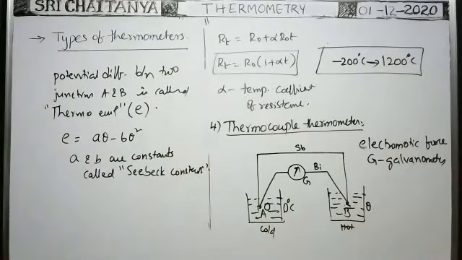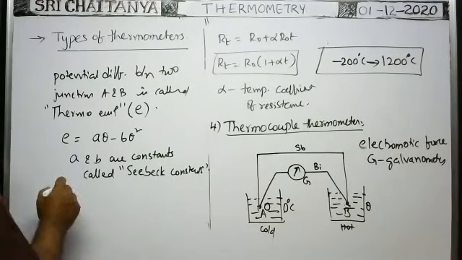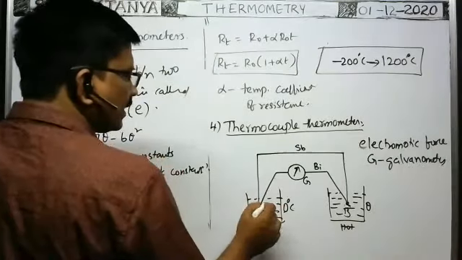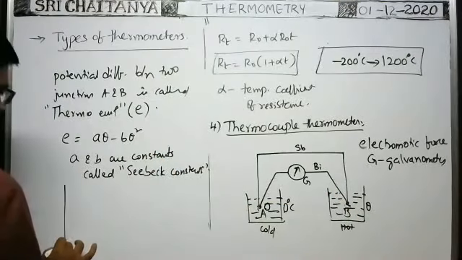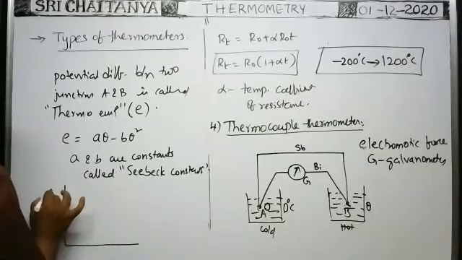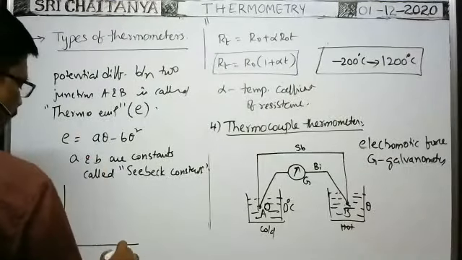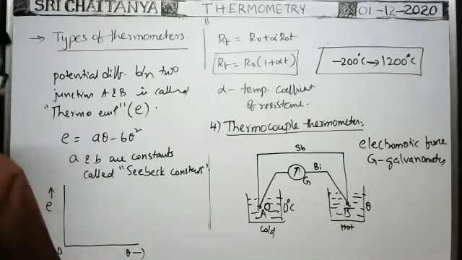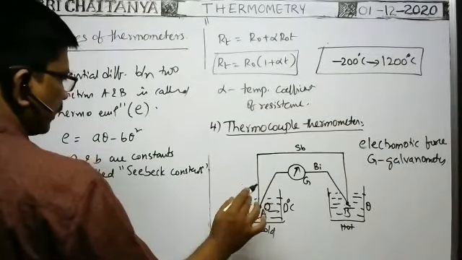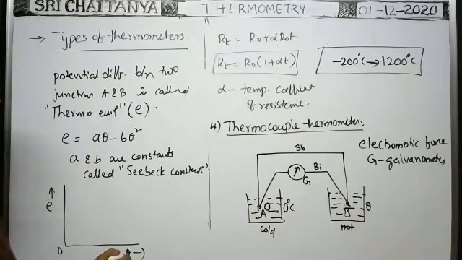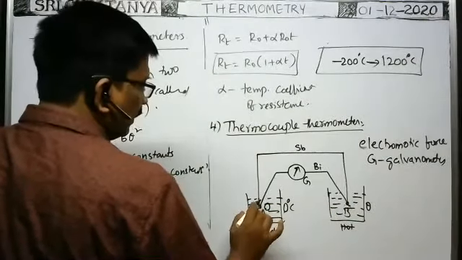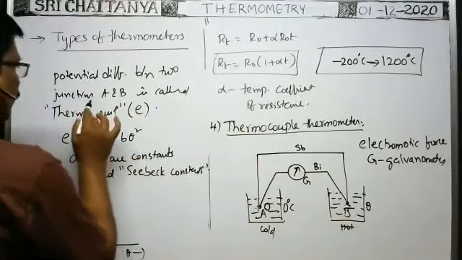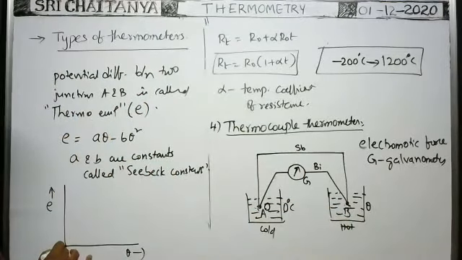Next, keeping the cold junction at 0 degrees centigrade, when the temperature of the hot junction increases, how does the thermo EMF vary? You take the thermo EMF along the y-axis and the temperature along the x-axis. The temperature of the cold junction is kept at 0 degrees centigrade. At first, when the temperature of the hot junction is 0 degrees centigrade, both are the same, so no thermo EMF is developed. Hence, thermo EMF is 0.